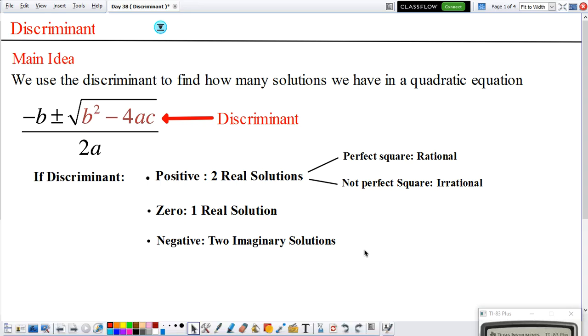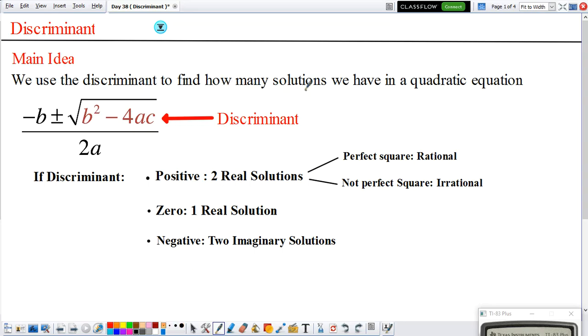Now, here we have a lesson about the discriminant. We're going to see how we can use the discriminant to determine how many solutions we have. The main idea here is we use the discriminant to figure out how many solutions we have.